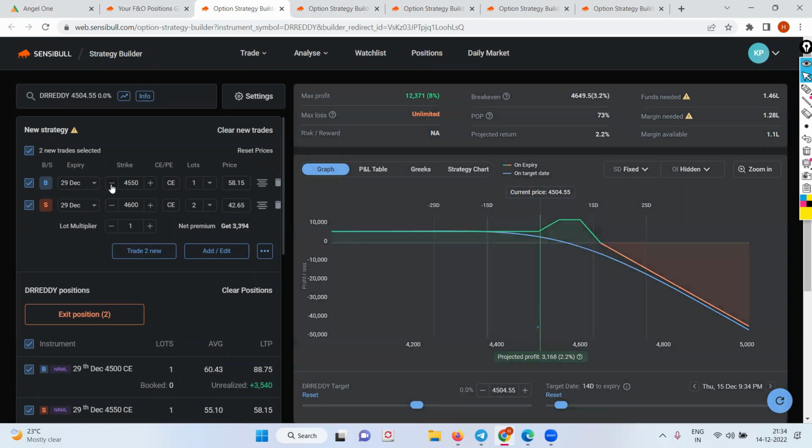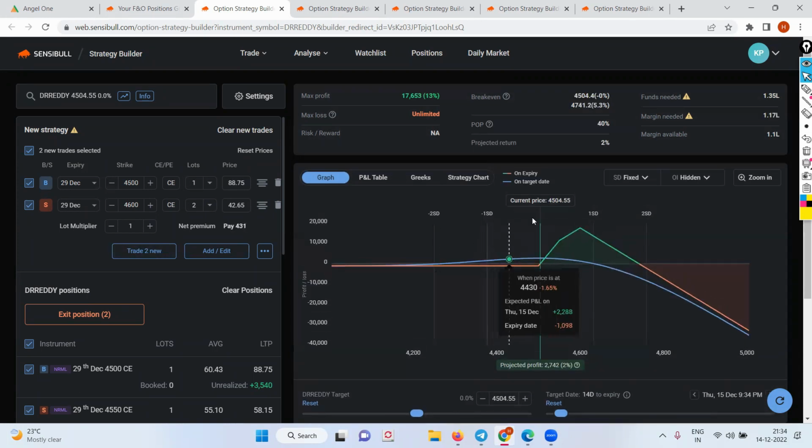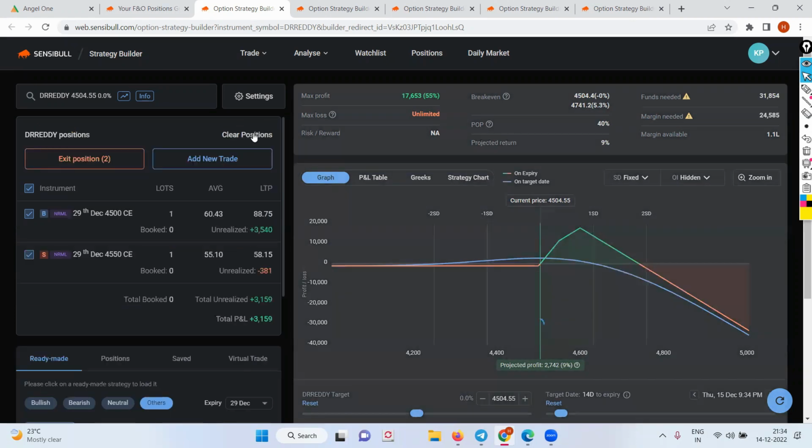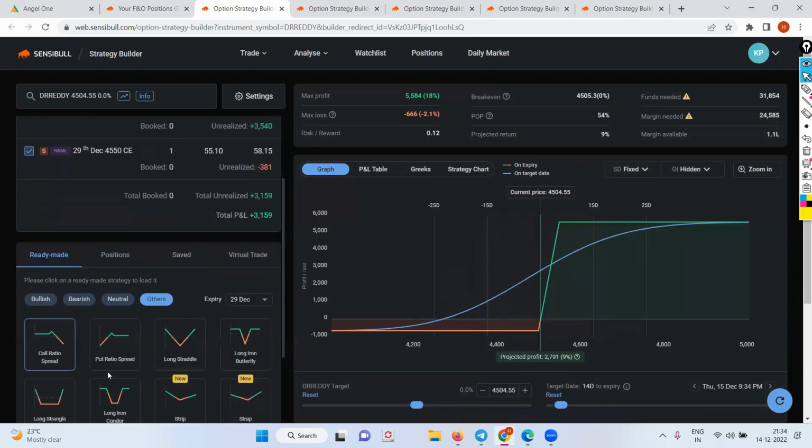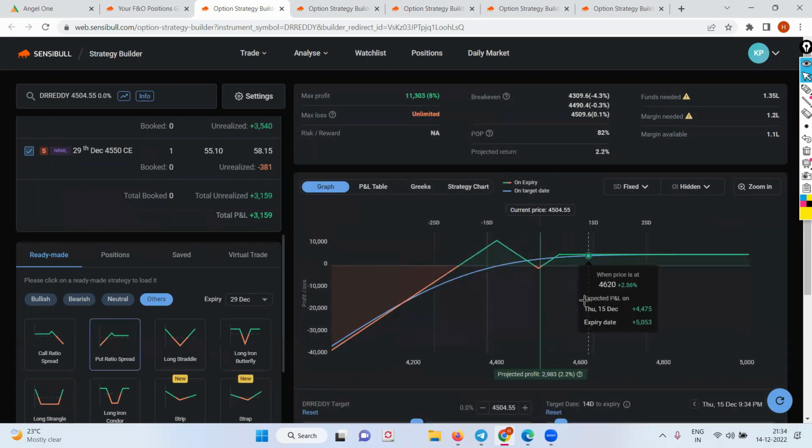Okay, it all depends. Let me get you back to the original. Now it's up to you. If your view is sideways to bullish, you go for this. Now I'll again exit this. Now what I'll do, I'll go for a put back ratio spread. Again, I'm back to my debit spread. I'll go for a put back ratio spread. That's it. Now check the beauty, guys. This is what I want.